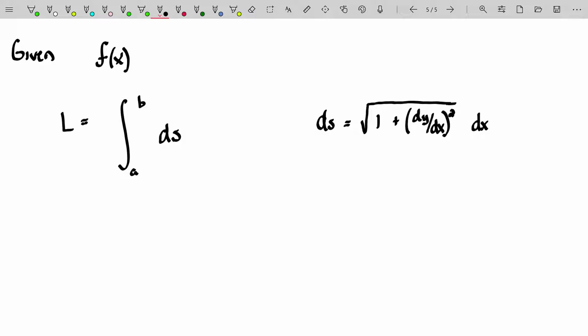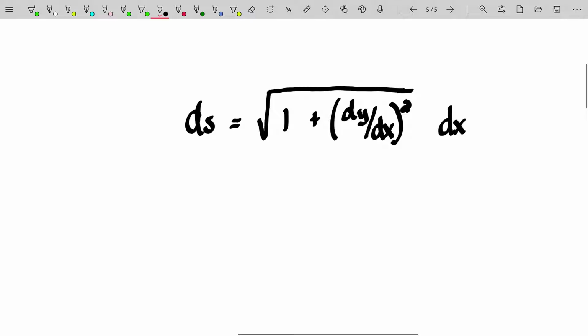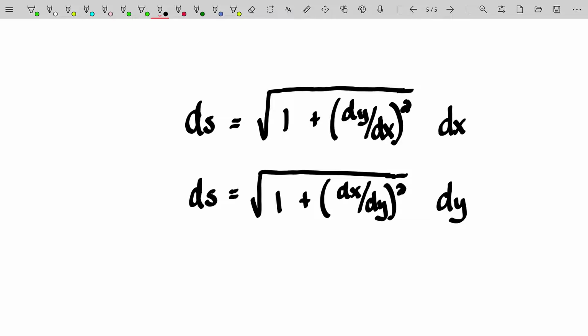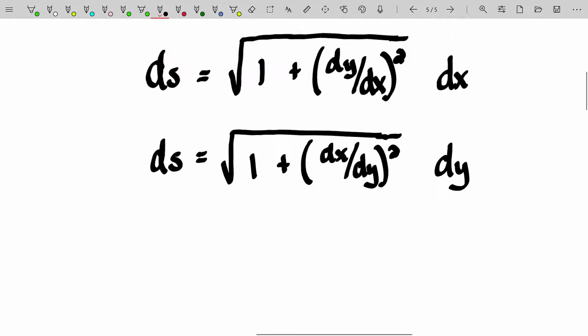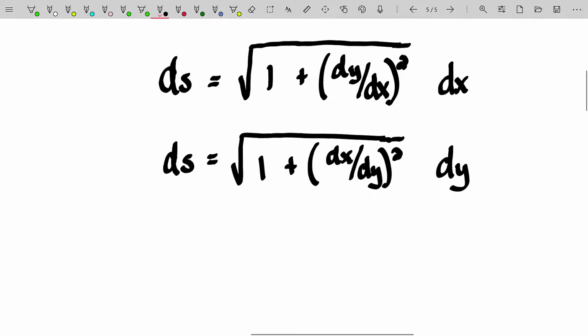And by the way, if you want to know how this formula is derived, you can look it up online. I actually didn't record a proof of this. Instead, I just proved it for my students in class. However, it is the Pythagorean theorem, essentially. So the other way that this can be written is like this. You would use the second version if you're going to integrate with respect to y.